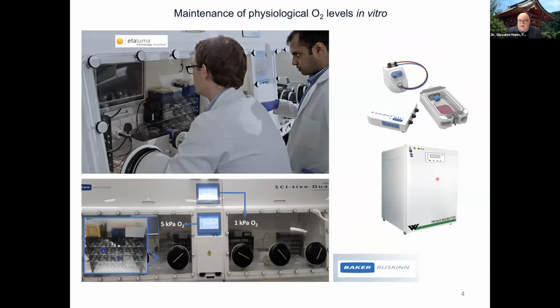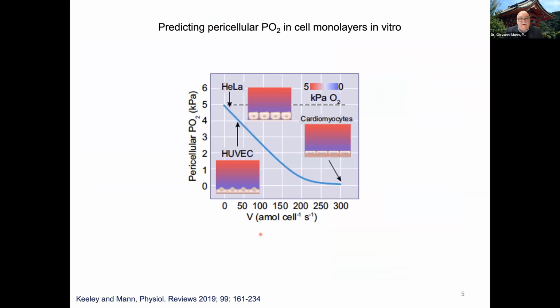Take them from the tri-gas incubator back into the respective chambers of the workstation. That way you avoid taking cells into oxygen environments, air, in other words. So let us look now, how would we predict in cell culture the oxygen level in a cell monolayer?